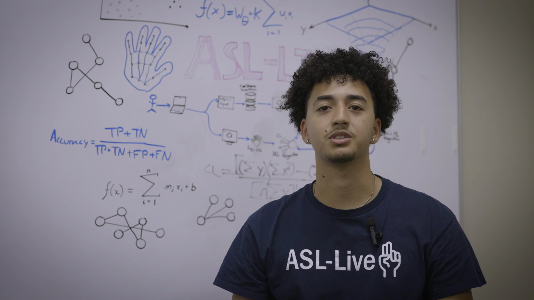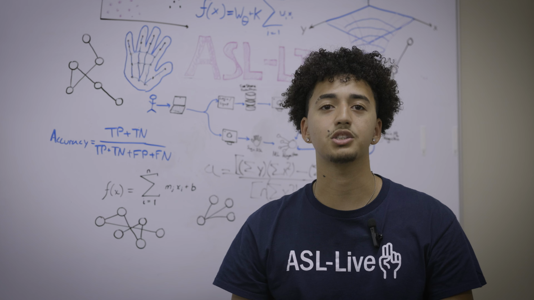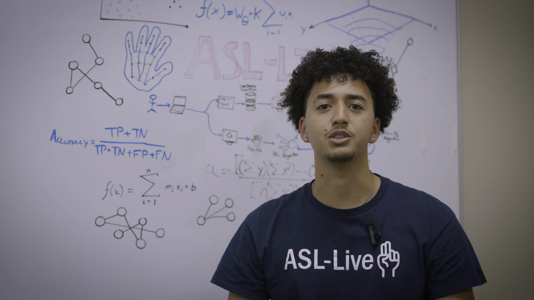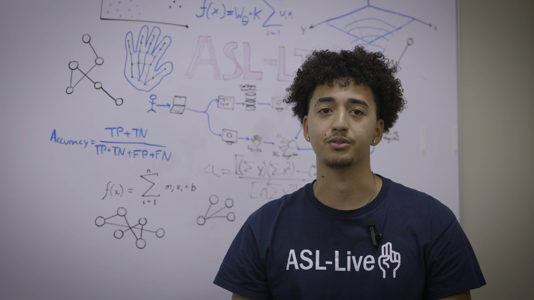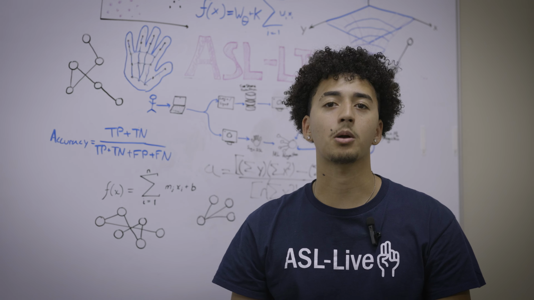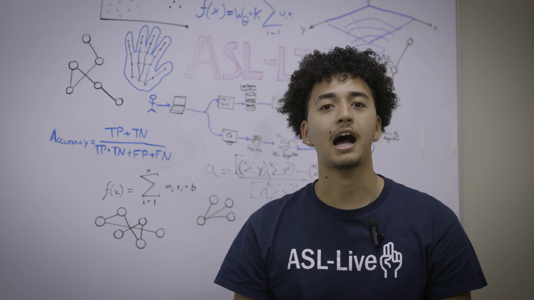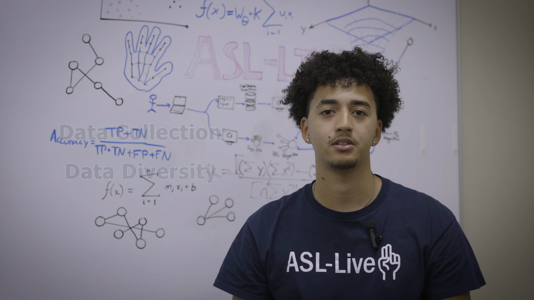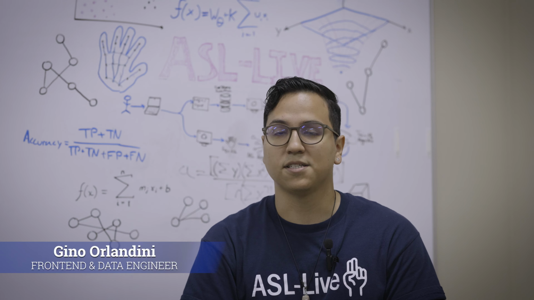Our broader goal is to establish a dynamic online ecosystem that not only serves as a translation tool, but also fosters ongoing data collection and model refinement. This evolving platform will rely on user contributions to adapt and improve, continuously enhancing translation accuracy. Our project is built on 3 pillars: high accuracy, data collection, and diversity in the data. Now let's take a look at how ASL-Live works.